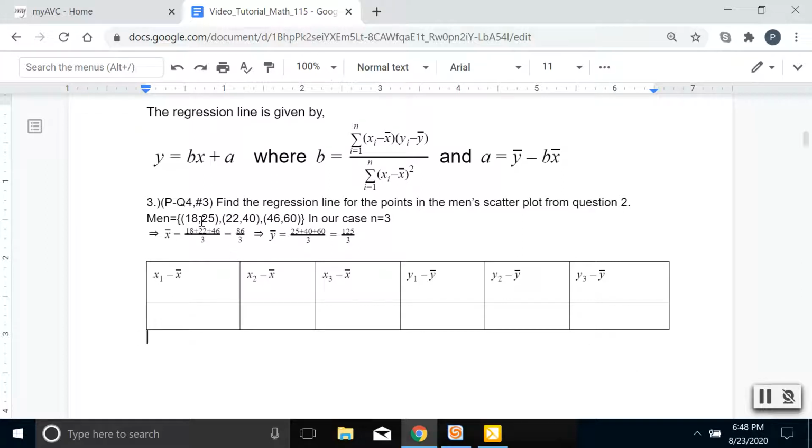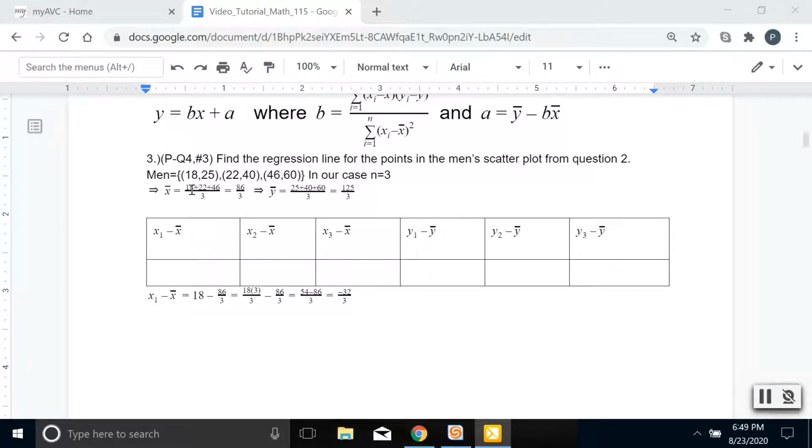So x1 is 18, so it's going to be 18 minus my x bar. x bar here is 86 over 3, so let me do it down here. We get 18, which is our x1, minus our x bar, which is 86 over 3. Now I want to combine these two, so I need a common denominator, which would be 3. So I'll multiply top and bottom by 3, so it'd be 18 times 3 over 3, which is 54. So it'll be 54 minus 86 over 3, which is negative 32 over 3. So the negative 32 over 3 will go right here.